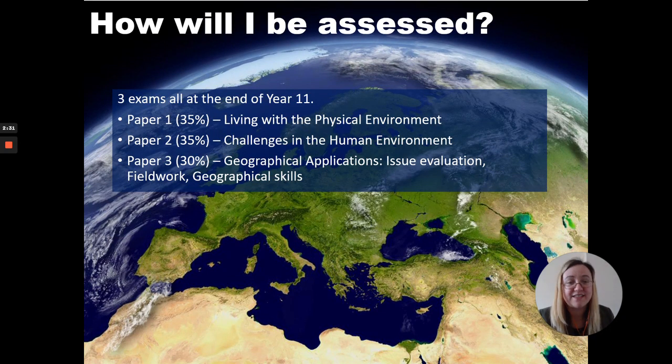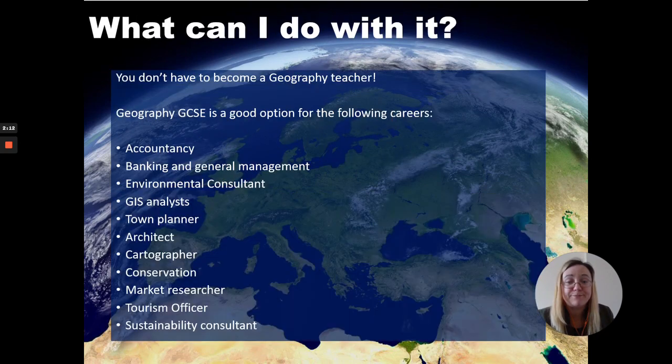In terms of how you're assessed, all of the exams are at the end of year 11, and there are three of them. The first one is worth 35%, and that is all of the physical geography. The second one is also worth 35% and is all the human geography. And then the final paper, worth 30%, is your issue evaluation, and then the questions based on the fieldwork that you've completed.